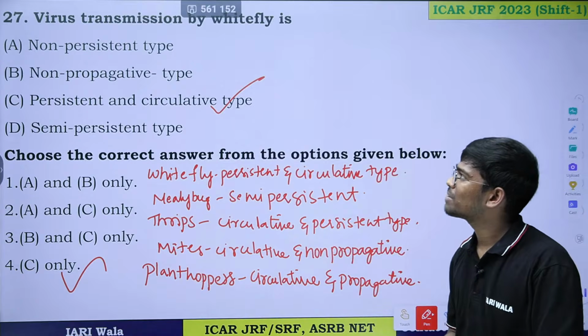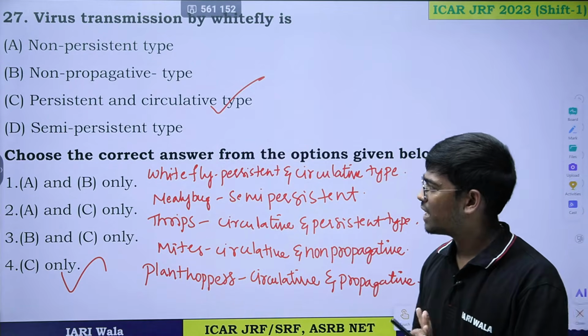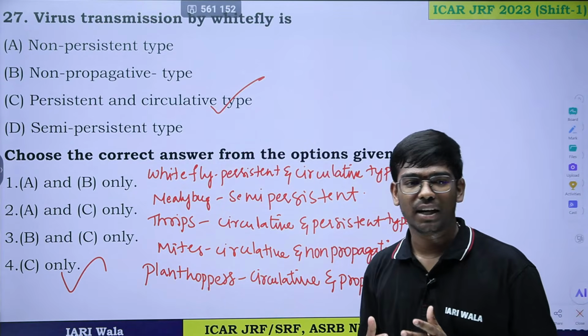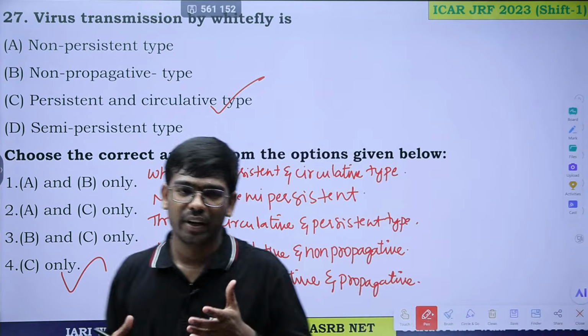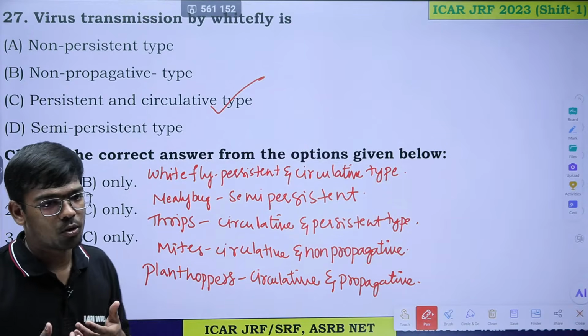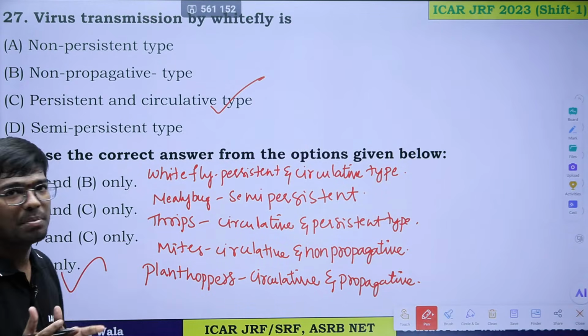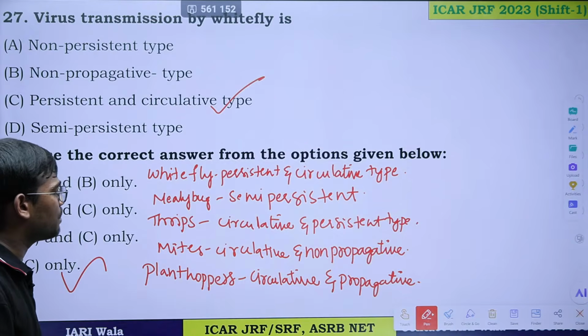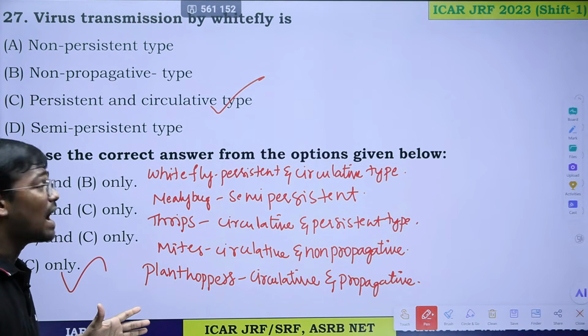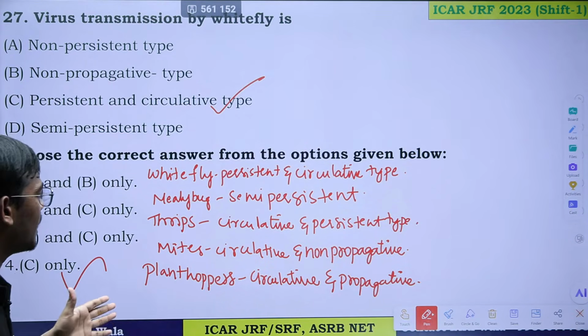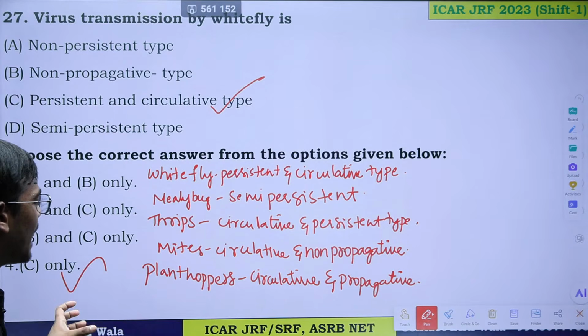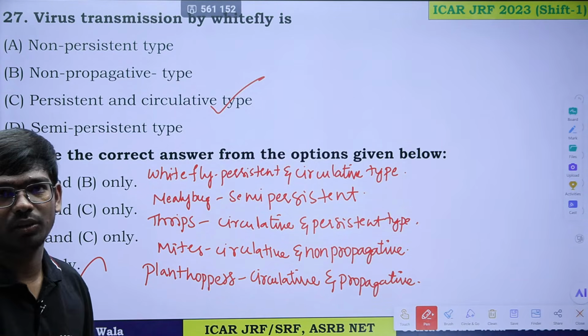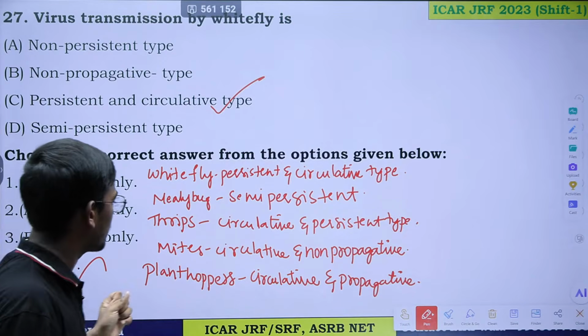Okay, virus transmission by whitefly is persistent and circulative. Apart from that, again we need to know how different insects transmit. Mealybug transmits semi-persistently. Thrips are circulative and persistent type, mites are circulative and non-propagative, and plant hopper is circulative and propagative. So these are the things.